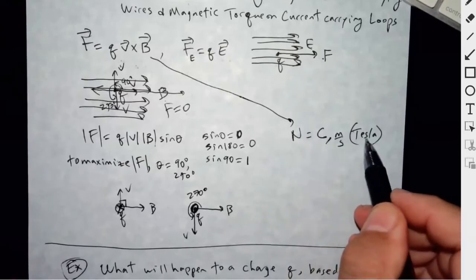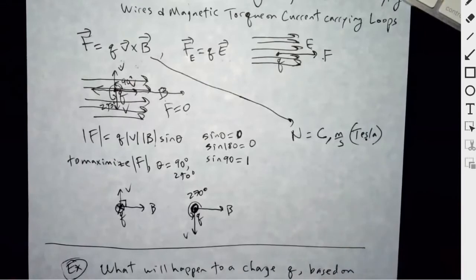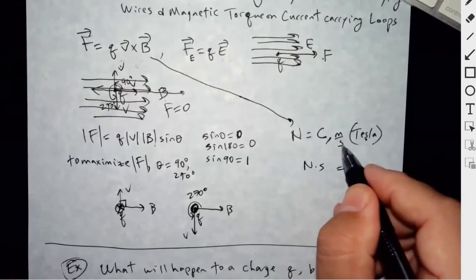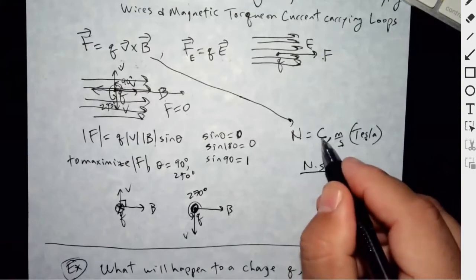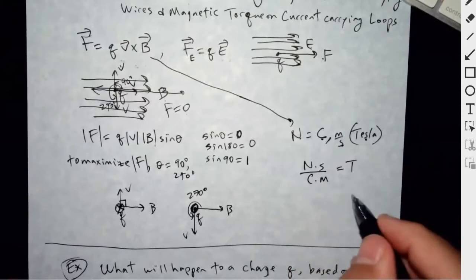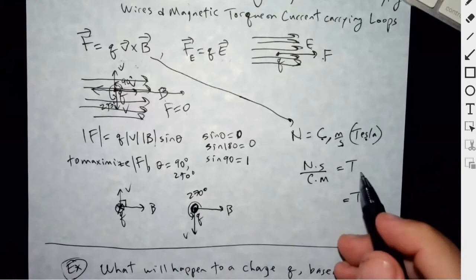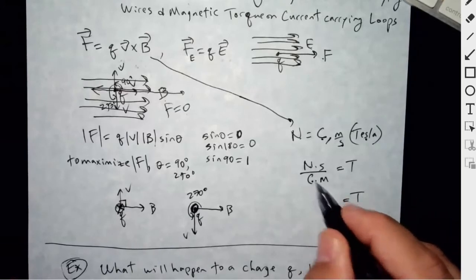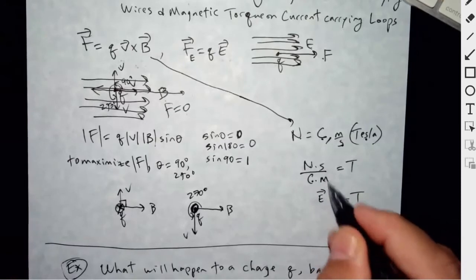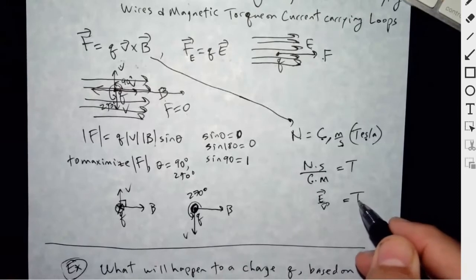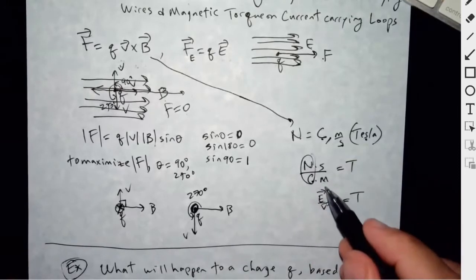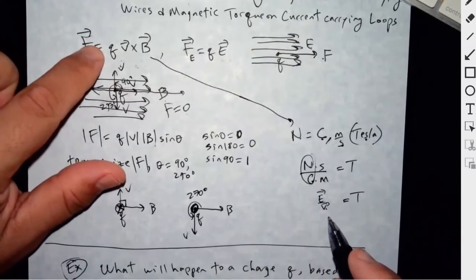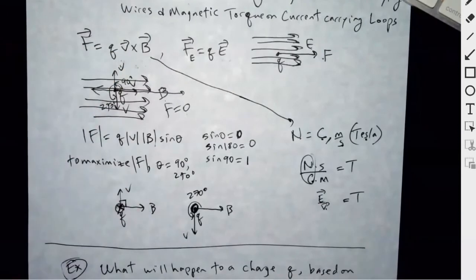So we could say the Tesla is the metric unit of the magnetic field, and it's equivalent to a Newton times second over a Coulomb meter. Newton per Coulomb is units of electric field, and meters per second is units of velocity. So basically, you can say that Tesla has units of electric field divided by velocity. F over Q is the electric field, and this is velocity, so that works that way.